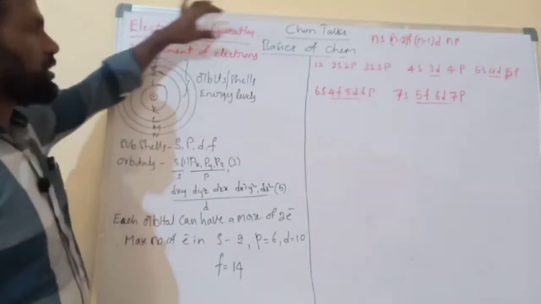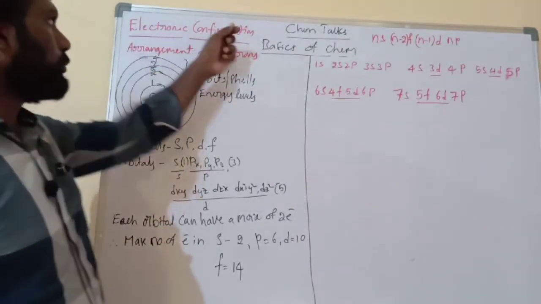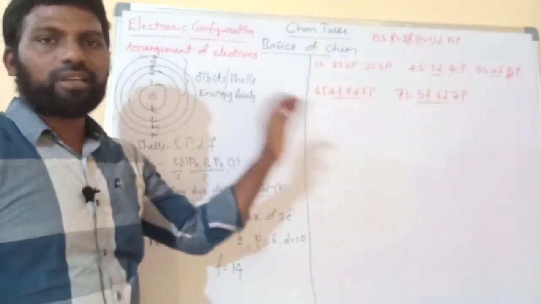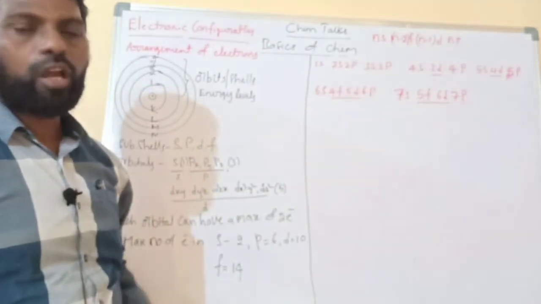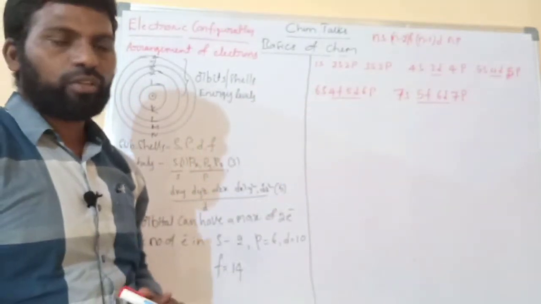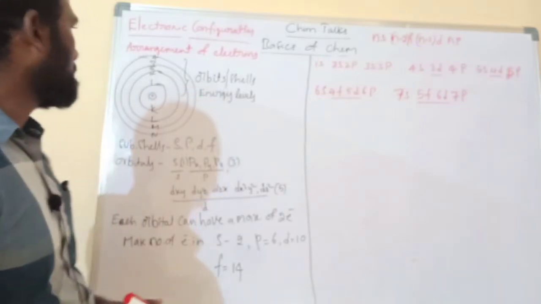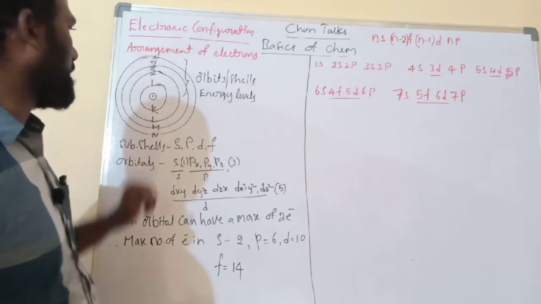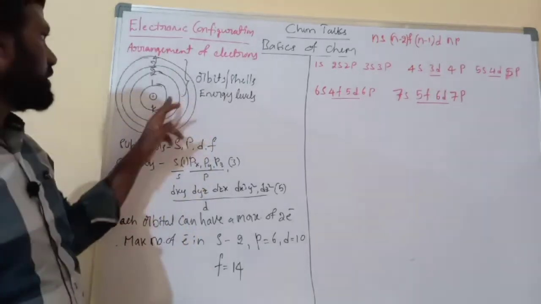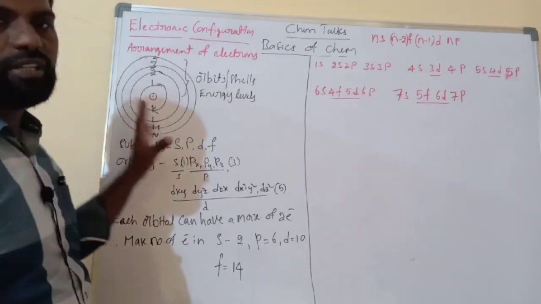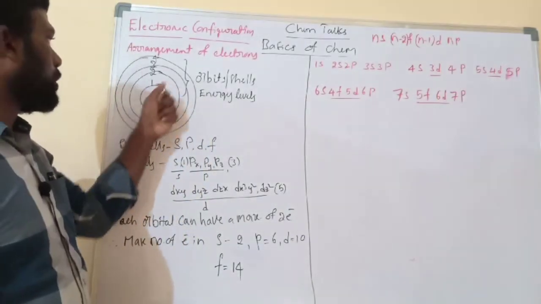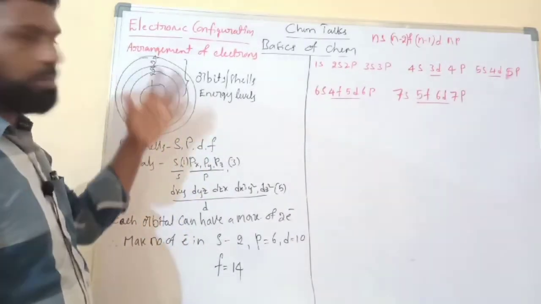What is electronic configuration? Electronic configuration is nothing but the arrangement of electrons in an atom. How are electrons arranged? Before going to know that, let's briefly have a look at the structure of an atom. You have studied the structure of an atom in 10th class, that an atom has different orbits and orbitals.